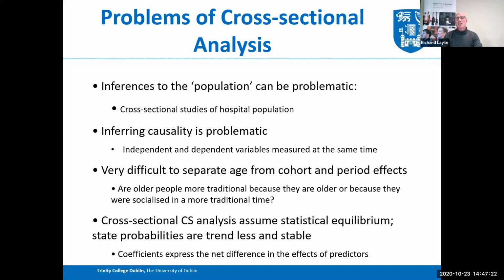Okay, and then lastly, this is a more abstract reasoning, but if you do cross-sectional analysis, you're making an assumption here, and that is that the coefficients that you're going to be deriving about relationships express the net difference in the effects of all the predictors here. Okay, that you're seeing them, if you like, after everything has been worked out and they're in equilibrium. But of course, there might not be. There might be processes underway here. You're just not seeing them. Right, so these are all good reasons why you might want to move from cross-sectional to longitudinal analysis.